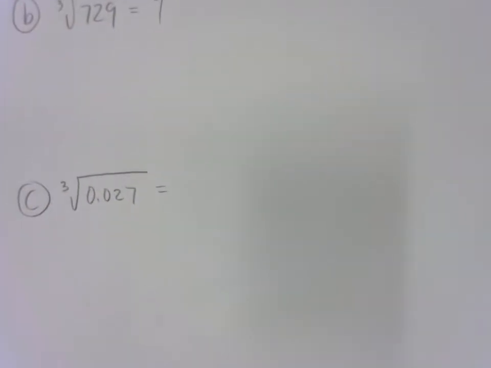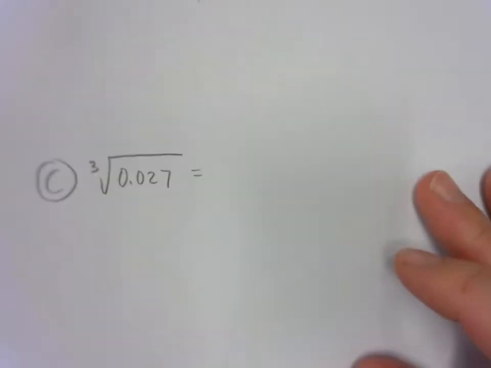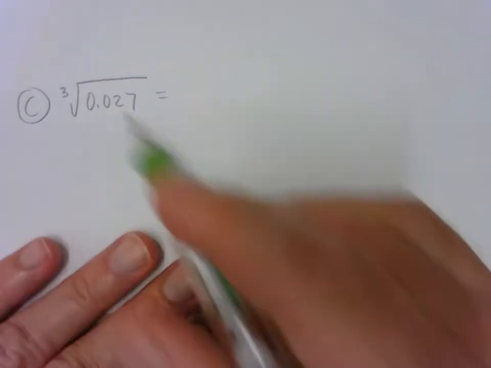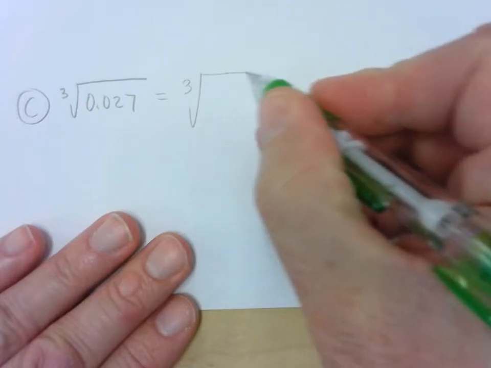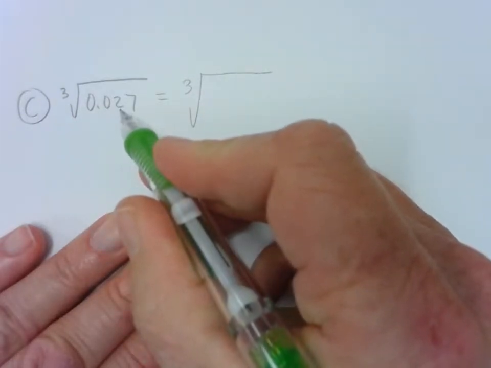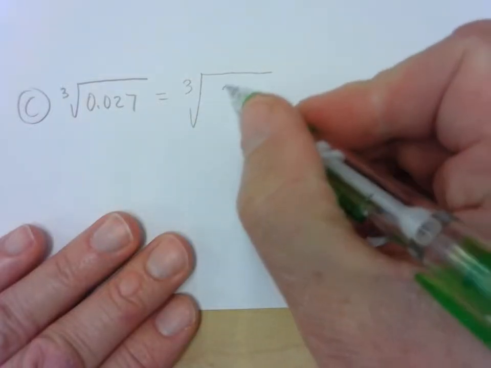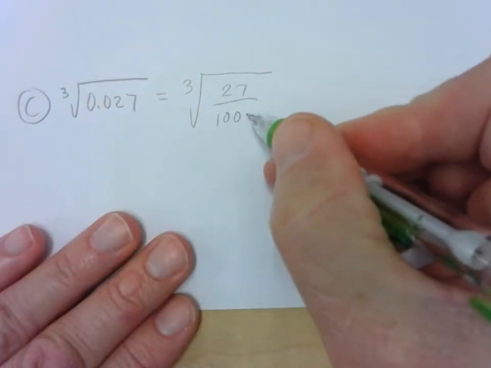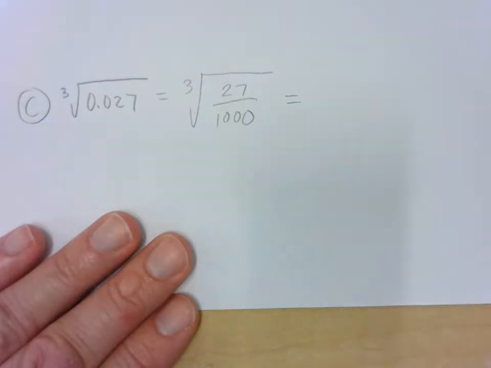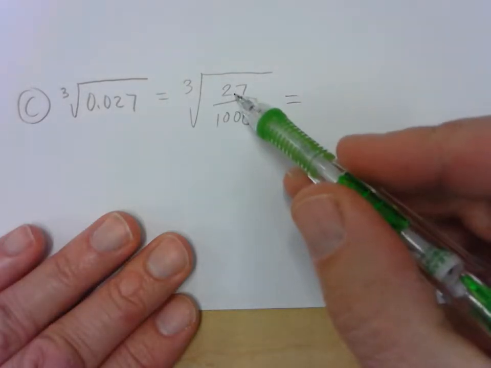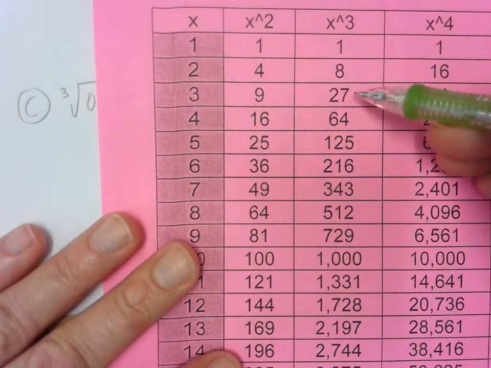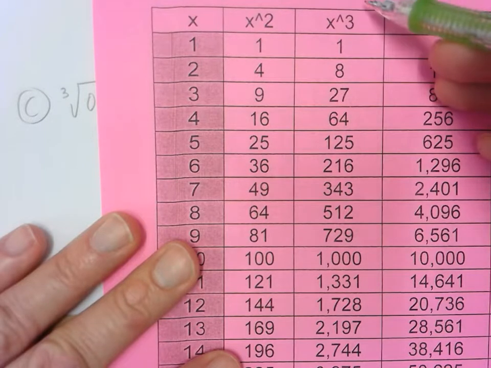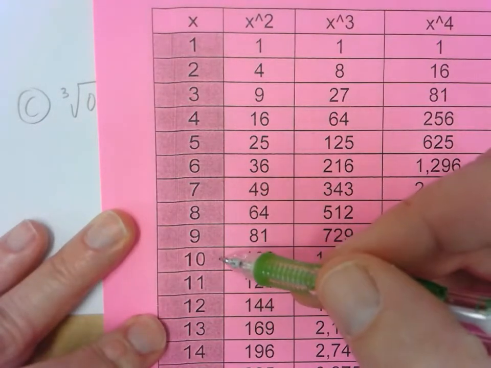The next one's a little bit trickier. We're going to say this the proper way and change it into a fraction. So it's the cube root. Remember, the 3 means cube root, and it's tenths, hundredths, thousandths. So it's 27 thousandths, or 27 over 1,000. And then I can just go ahead and take the cube root. So the cube root of 27, if you look here in the cube column, there's 27. The cube root of 27 is 3. And then the cube root of 1,000 is 10. So that's how you read it.